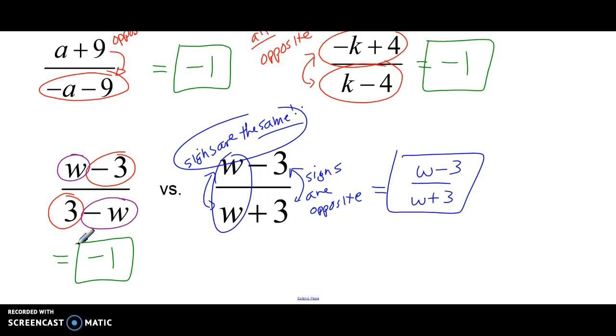So it seems like an easy idea at first, canceling and producing -1, but it's not necessarily as obvious as it appears at first.